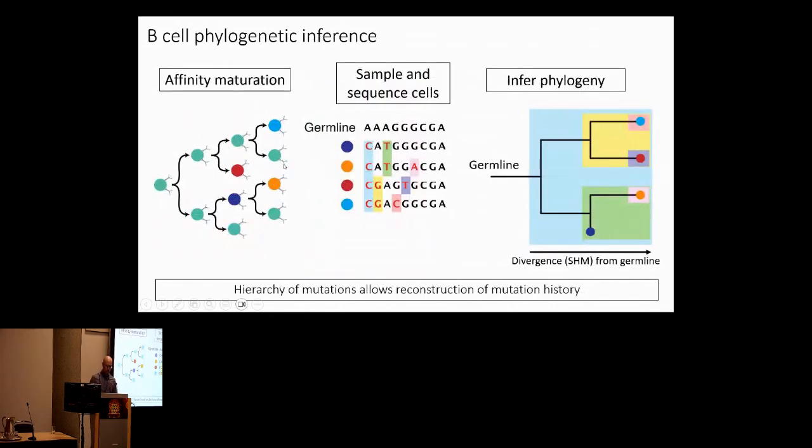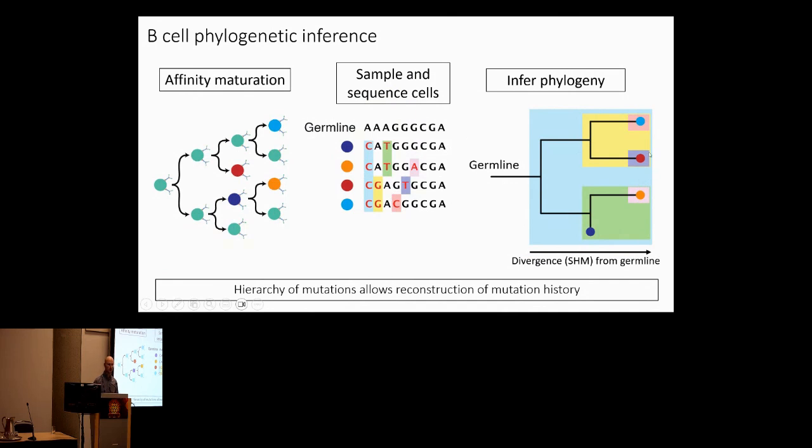The way we build B cell lineage trees is at its heart relatively straightforward. Say we have this process of affinity maturation where we have B cells that are proliferating, dividing, mutating, and being selected. If we sample these B cells and sequence their BCRs, we'll find not a random sprinkling of mutations, but a hierarchy of mutations, some of which will be shared by all sequences, some by only a few sequences, and many mutations that will be unique to each B cell sequence.